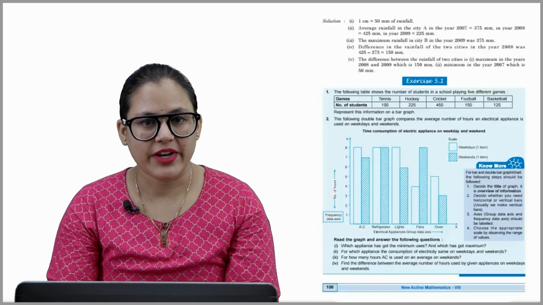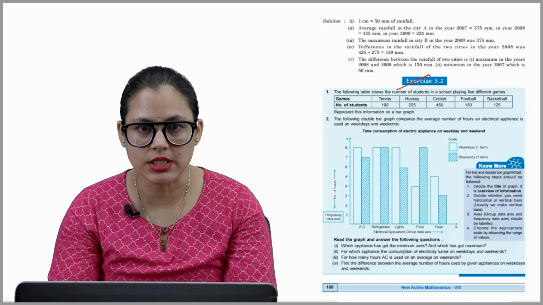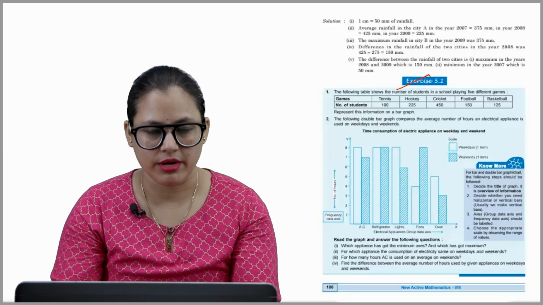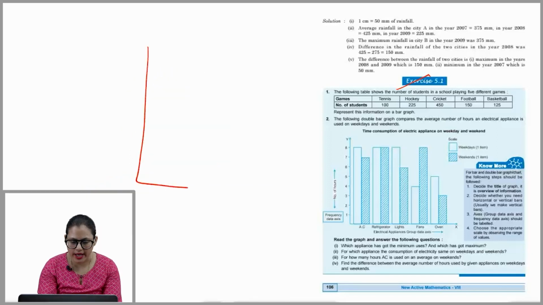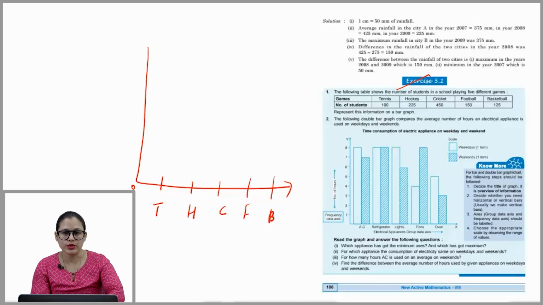Let's do exercise 5.1. The following table shows the number of students in a school playing 5 different games. Okay, represent this information on a bar graph. Okay, so on the x-axis we will take games. Okay, games are tennis, T for tennis, H for hockey, C for cricket, F for football, and B for basketball. Okay, now the number of students is given here.